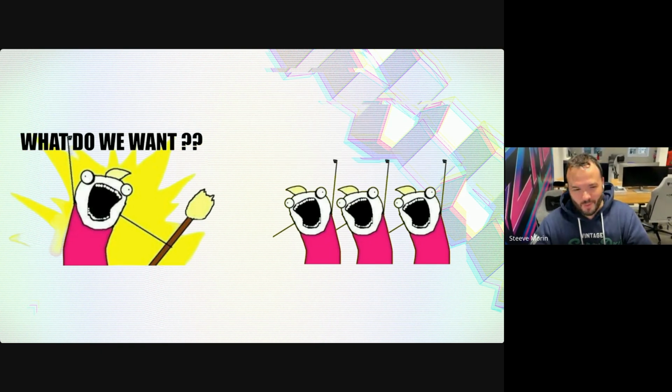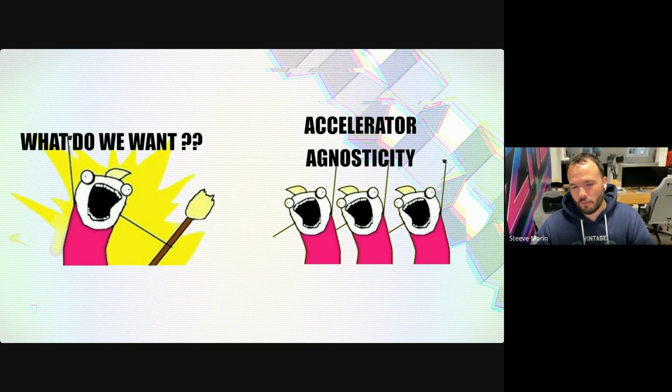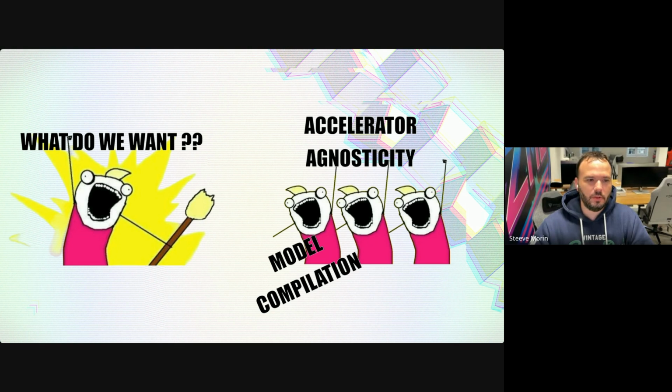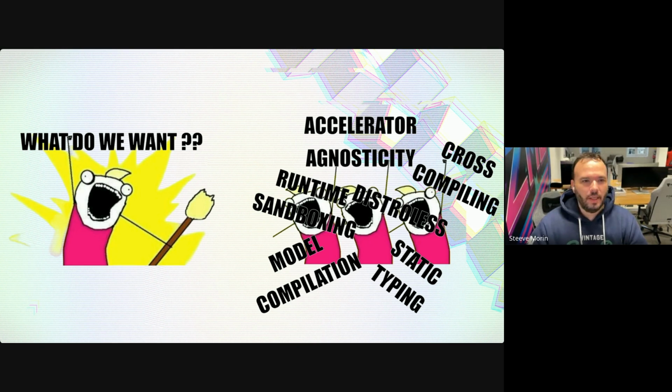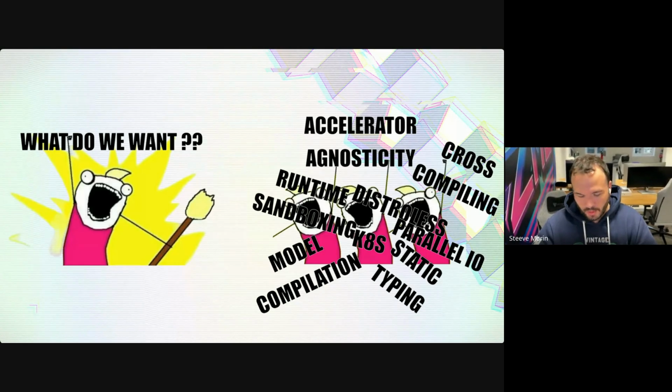And so what do we want, right? First thing, we want to run on any accelerator possible. We want to compile the model. We want static typing, cross-compiling, sandboxing, and the like. And this is essentially why we built ZML. So hopefully you will like my animation skills.